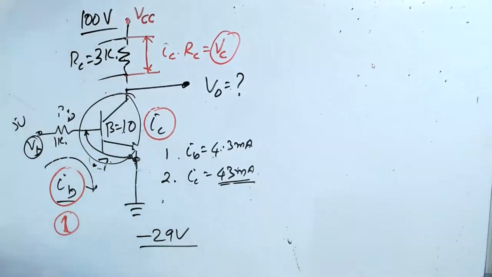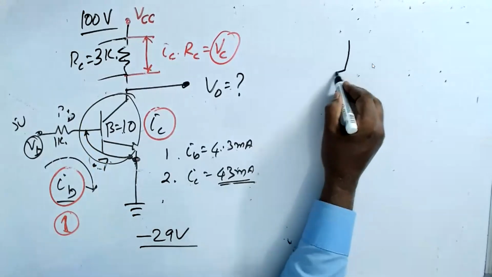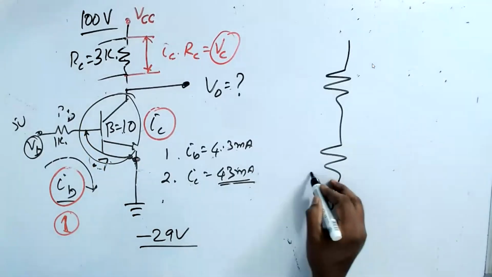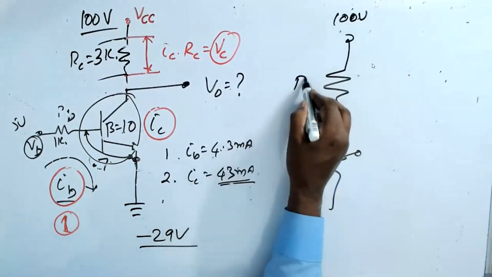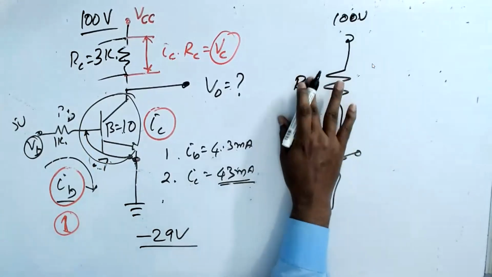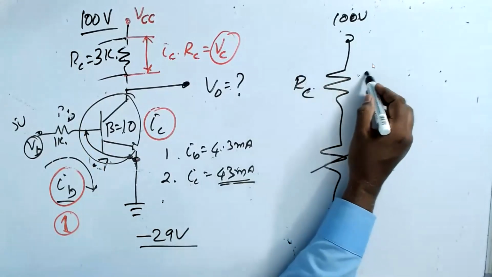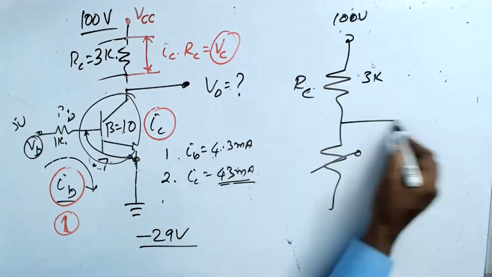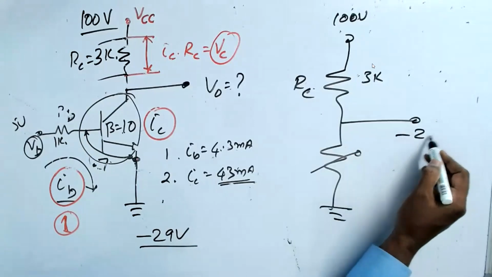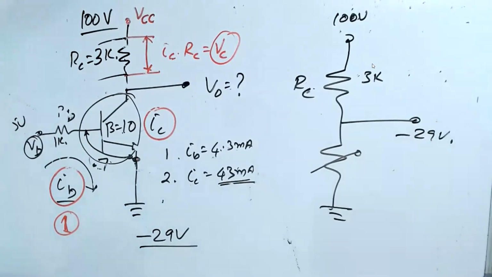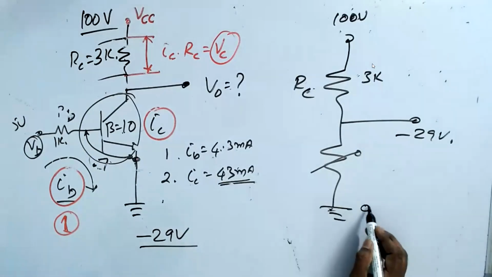So as per our thing, this is 100 volt. This is RC, 1K, 3K. And here is ground. You say here minus 29 volt. But always ground is 0 volt. Understand?